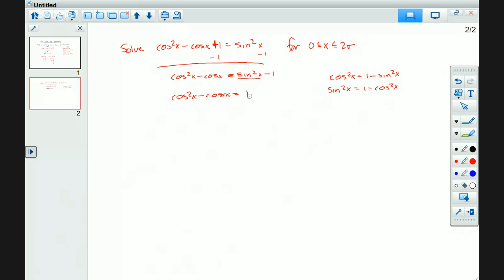1 minus cosine squared x minus 1. So these actually go bye-bye, right? Thankfully. So good use of substituting the identity in there. Now we're all in cosines. That's kind of nice, right? What can I do with that?